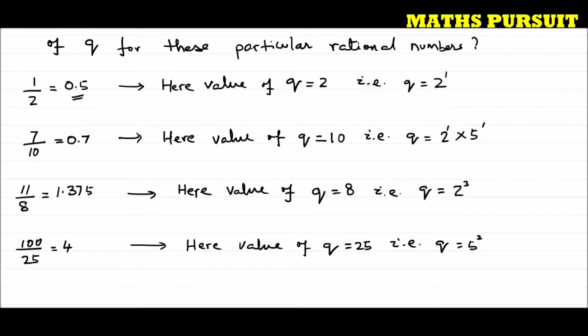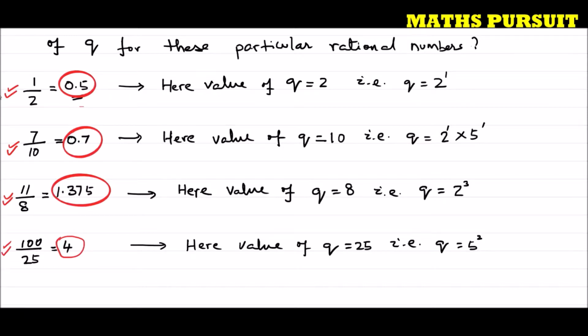So guys, from all these examples, what we observed is that these rational numbers are terminating rational numbers. If you observe these 4 rational numbers that I have written, 1 upon 2, 7 upon 10, 11 upon 8 and 100 upon 25, these are all terminating rational numbers because we got 0.5, 0.7, 1.375 and 4.